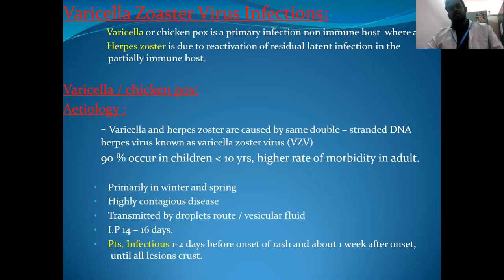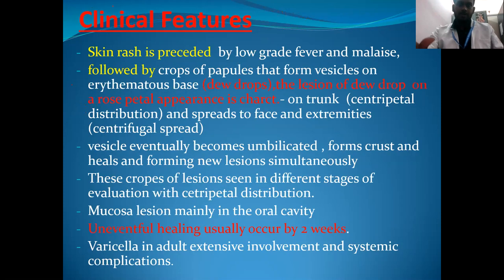The patient is infectious 1 to 2 days before the onset of the rash, and is infective up to about 1 week after the onset, until all the lesions have crusted over. If there are any active vesicles or papules, the patient is still infective. If all the lesions have formed crusting or scabbing, then the patient will become non-infective.